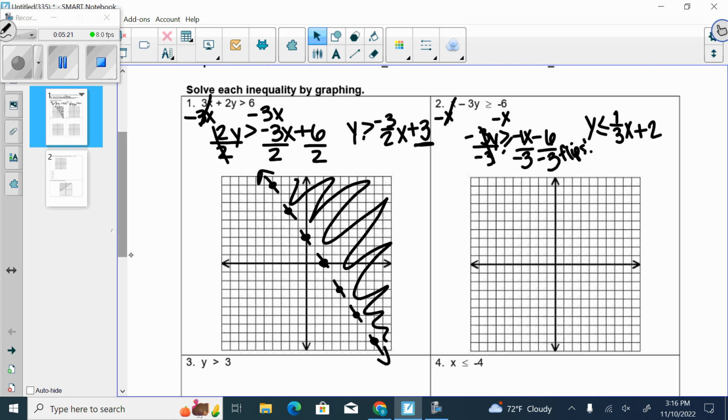Which number tells me where to start? A 2. Right. So I can put myself a point at 2. And then how much up and over am I going to move to get from one point to the next? Good.